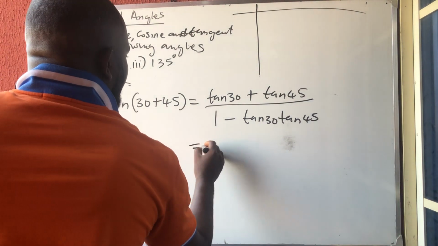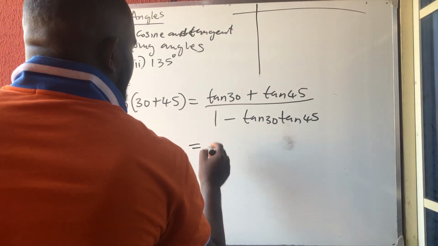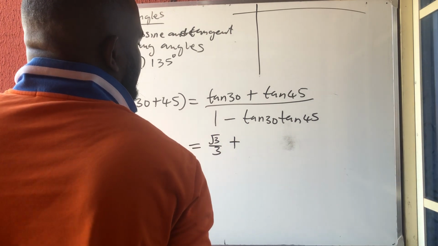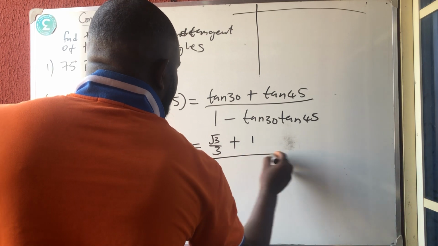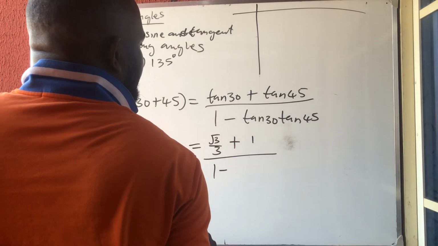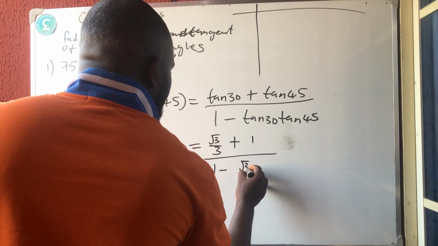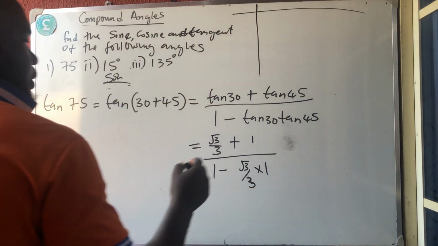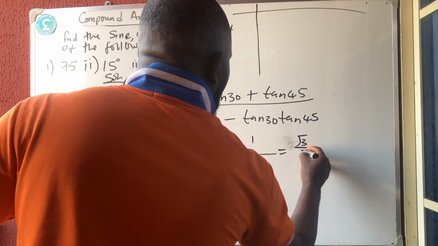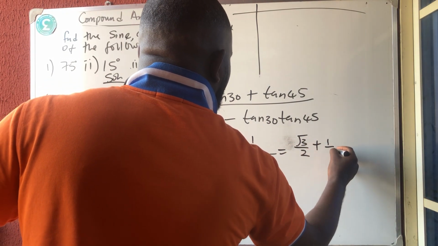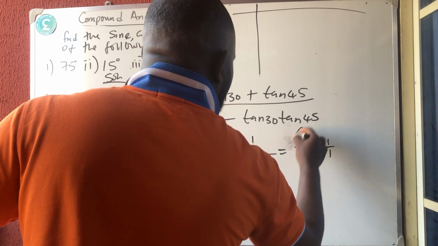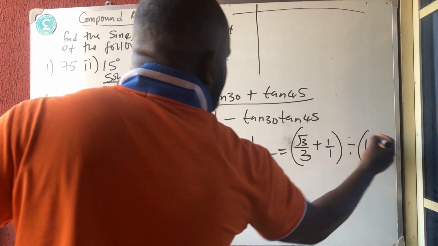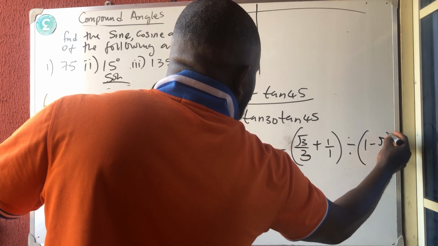Okay, so this is equal to tan 30 is root 3 over 3, root 3 over 3 plus tan 45 is 1. So everything over 1 minus tan 30, root 3 over 3, times 1. So what do we have now? We are having root 3 over 3 plus 1 over 1, bracket, now divided by 1 minus anything times this is same thing, root 3 over 3. So what do we have?